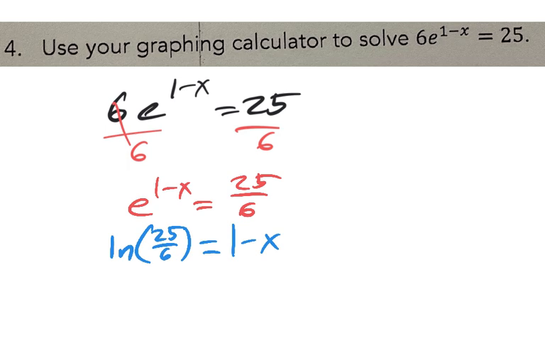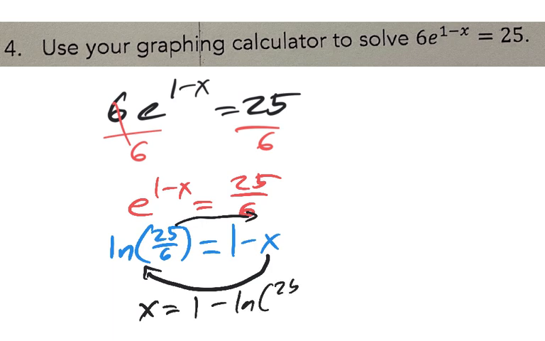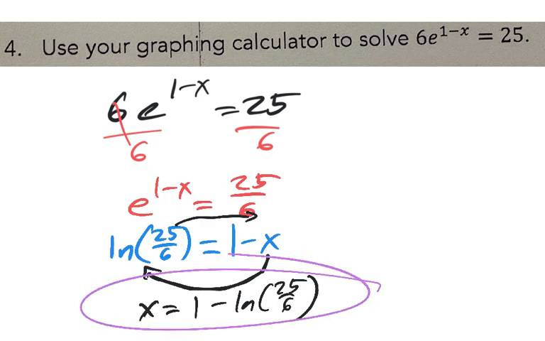And so now what would be required to get x by itself? Well, I'm going to move it over to this side, which would make it positive. We okay with that? And I'm going to move this to the other side, which would make it negative. Is x by itself? Solved. So x equals 1 minus the natural log of 25 over 6.